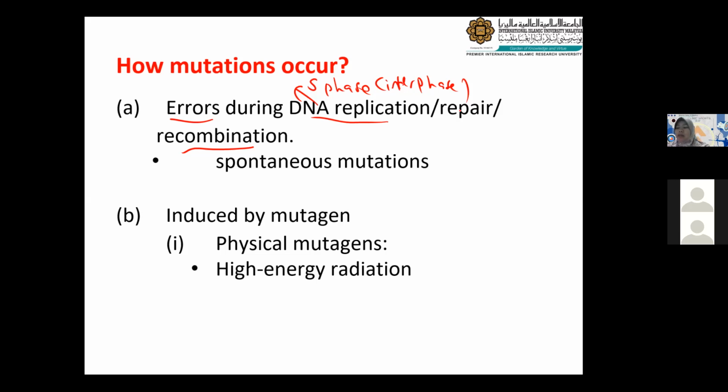Second one is induced mutation. A mutagen is an agent that can cause mutation.